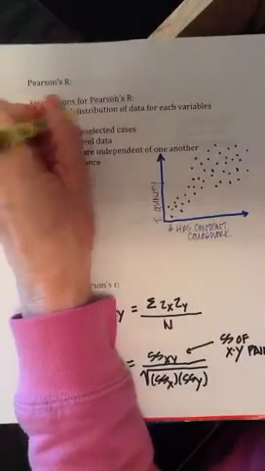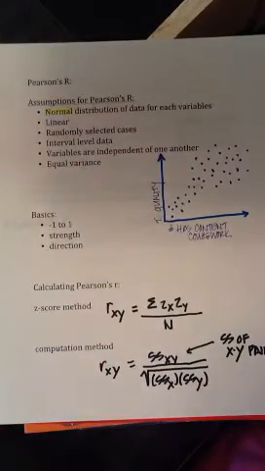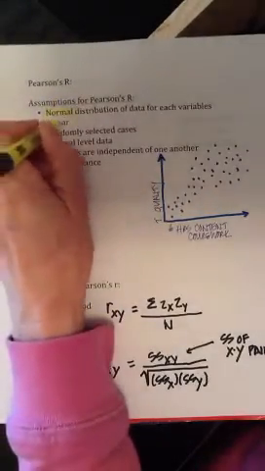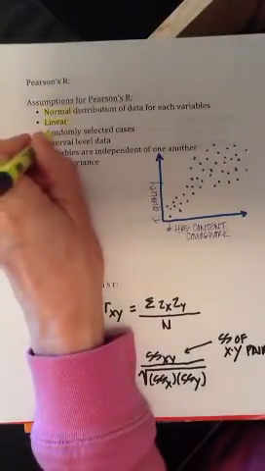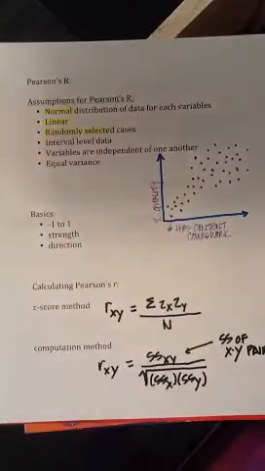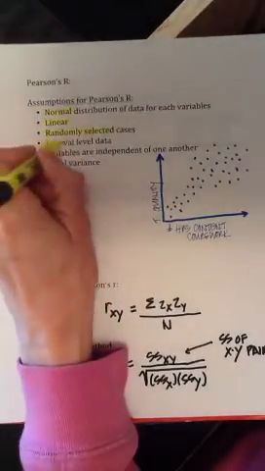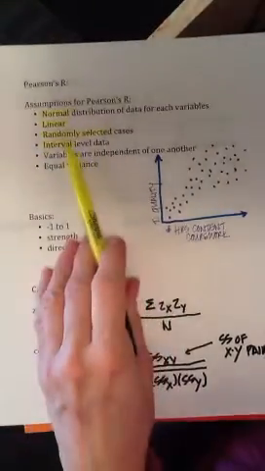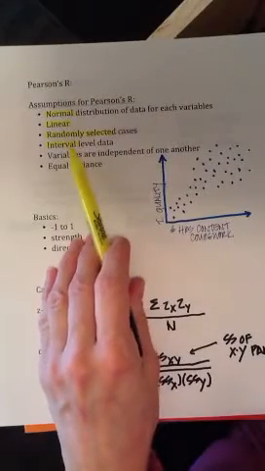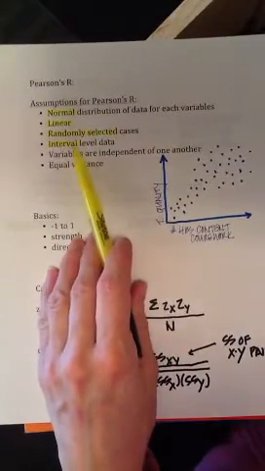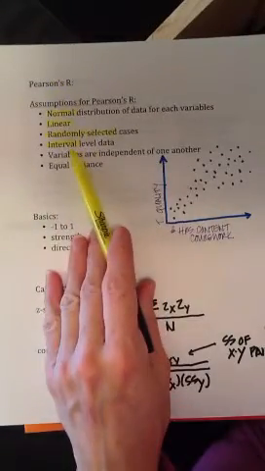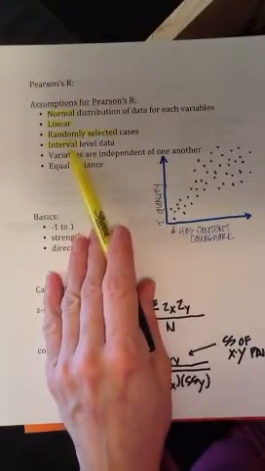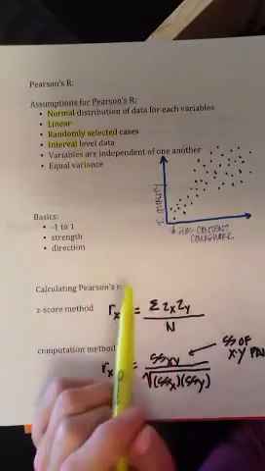First of all, you have to have normally distributed data for each of the variables. The relationship between those variables must be linear in nature. You have to have randomly selected cases. Also, you have to have interval level data. Now, there are other correlational procedures that do not require interval data, but Pearson's does. Other correlation procedures can be used with ordinal or even nominal data.